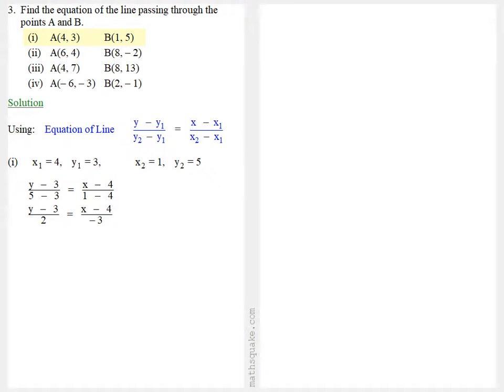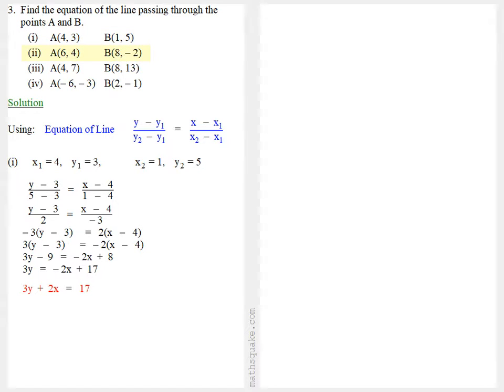That is, (y minus 3) over 2 is equal to (x minus 4) over -3. If we cross multiply, we get -3 into y minus 3 equals 2 into x minus 4. If we change the sign on both sides, we get 3 into y minus 3 equals -2 into x minus 4. And expanding the brackets, 3y minus 9 equals -2x plus 8. And if we add 9 to both sides, we get 3y equals -2x plus 17, which we can write as 3y plus 2x equals 17.